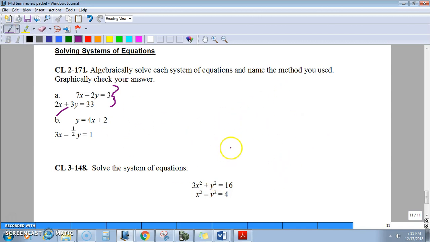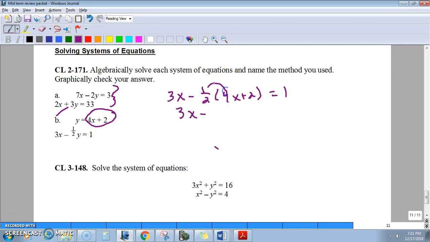So if we do this algebraically, since I already have y solved here, I'm going to go ahead and put that in for y. So we have 3x minus 1/2 times 4x plus 2. Instead of y, I just put 4x plus 2 equals 1. And I'm just going to solve this. 3x minus, I need to distribute that 1/2. So half of 4 is 2x. And then minus again, half of 2 is 1 equals 1. So 3x minus 2x is just x minus 1 equals 1. Add 1 to both sides, x equals 2.